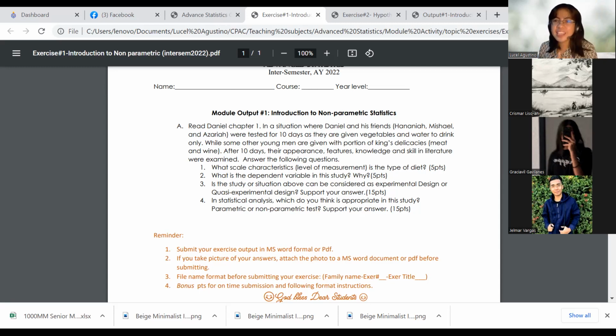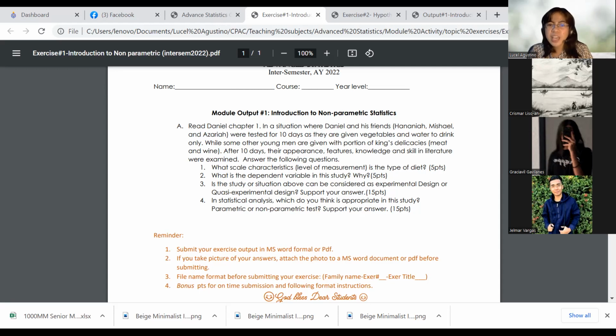So after 10 days, that is the duration of an experiment, ang appearance nila ni Daniel nagwapo. Nagwapo sila daw, parehas kutis kay Chris Mark at kay Helmar. So nagnami ang ila nga appearance, ang ila nga features, tapos mga bright. Knowledge and skills and literature were examined. So answer the following questions.